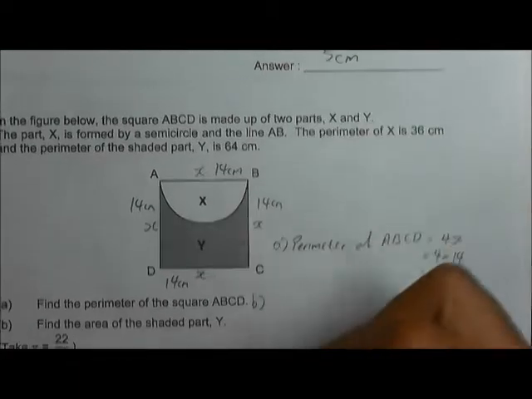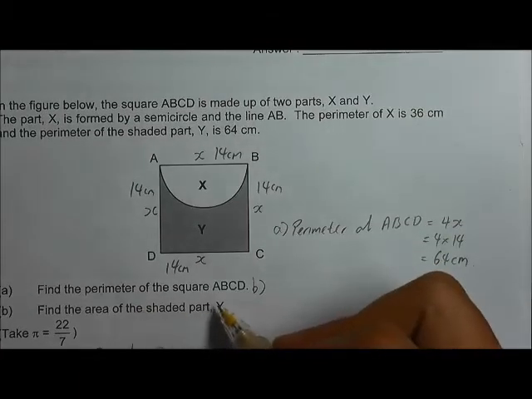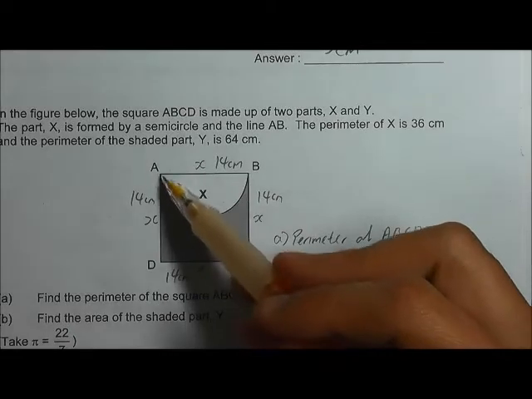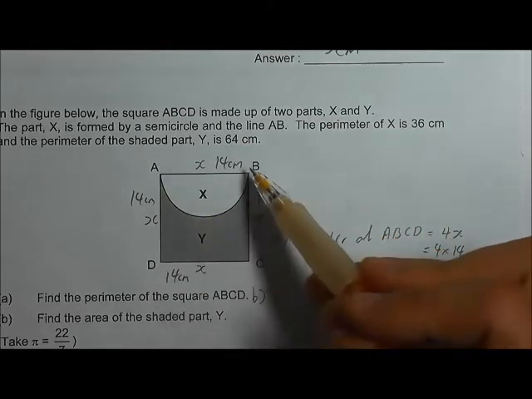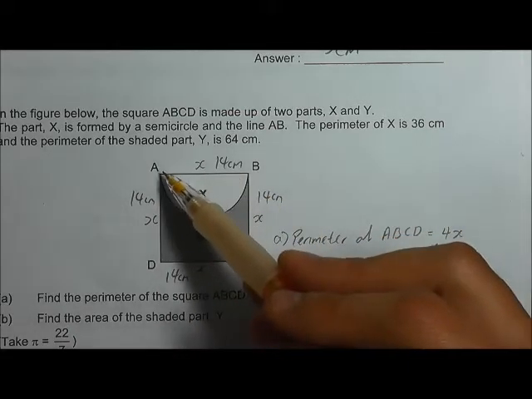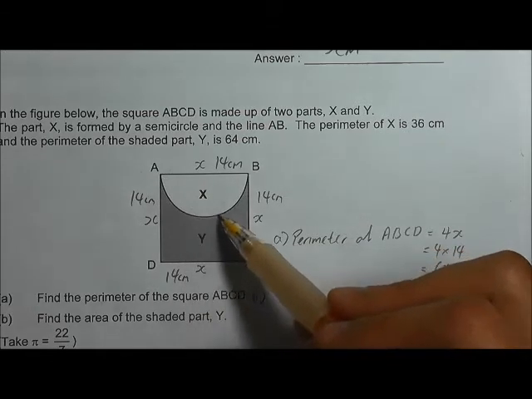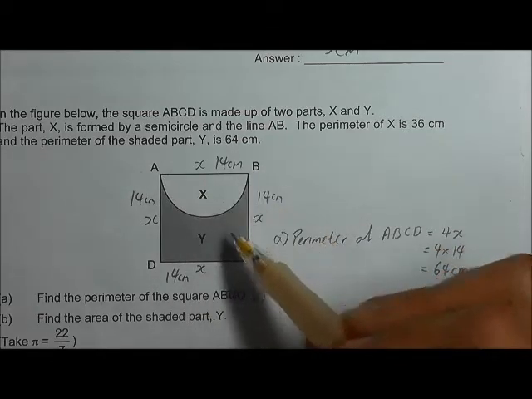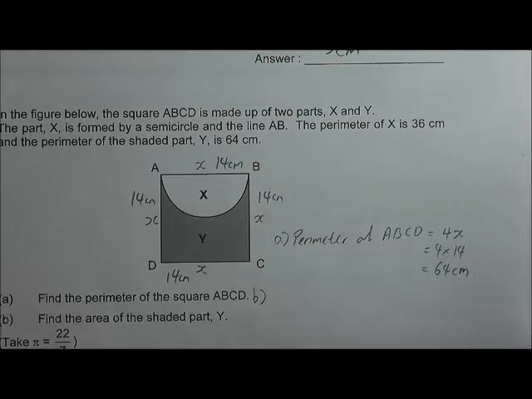For part B, we want to find the area of the shaded part. So we can just find the area of the square minus the area of the unshaded semicircle. That will give us the area of the shaded part, Y.